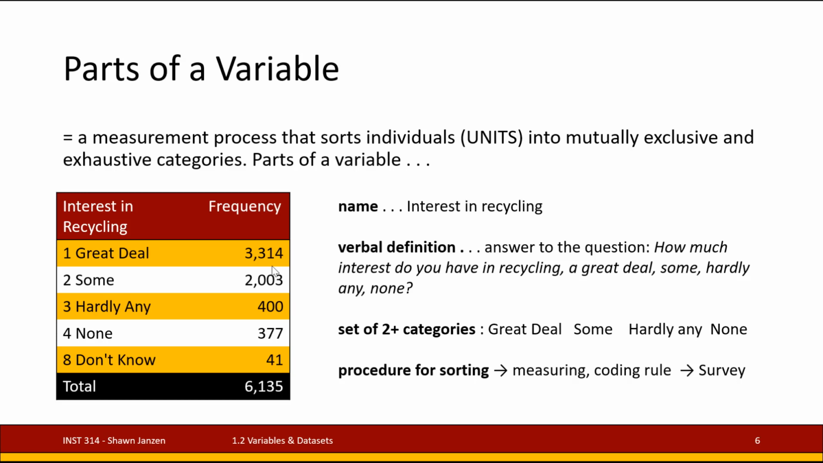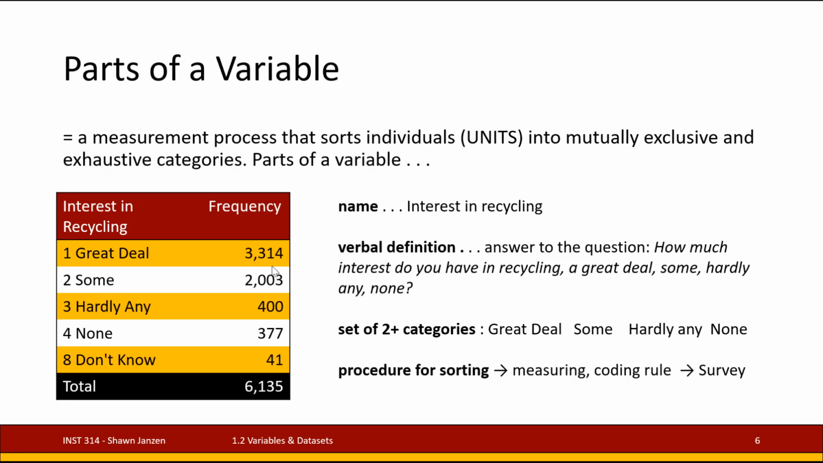If this is a survey, it would be the formal question that is asked for that particular variable, such as how much interest do you have in recycling? A great deal, some, hardly, or none. The different categories are the different response options, and you have to have at least 2 because, as we're about to see, we have to have some room for variation. So in this case, we have the categorical response options of great deal, some, hardly any, and none.